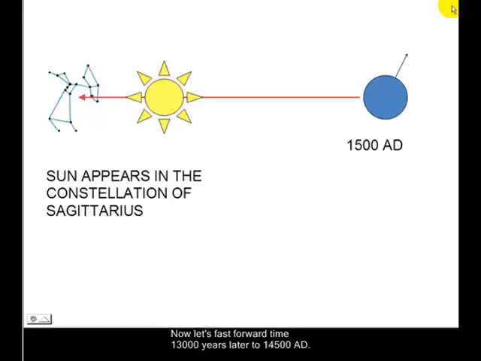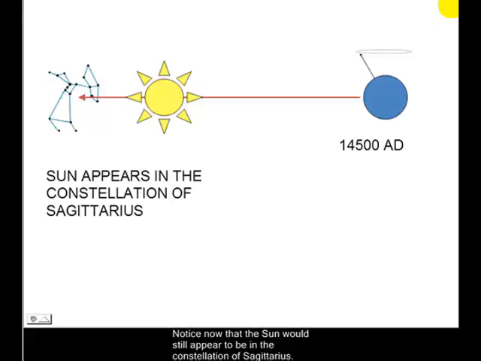Now let's fast forward time 13,000 years later to 14,500 AD. Notice now that the Sun would still appear to be in the constellation of Sagittarius. However, because the axis has precessed, the North Pole is now pointed toward the Sun, and therefore we would call this day June 21st.